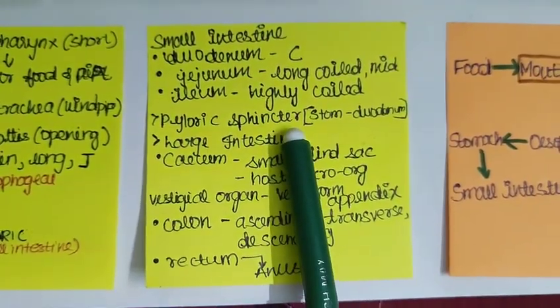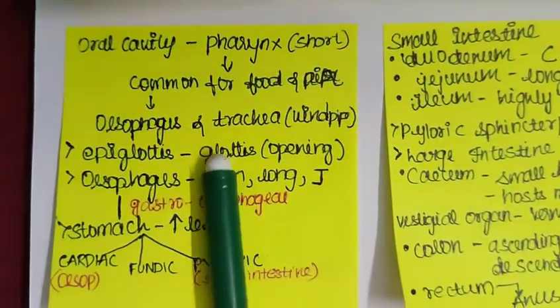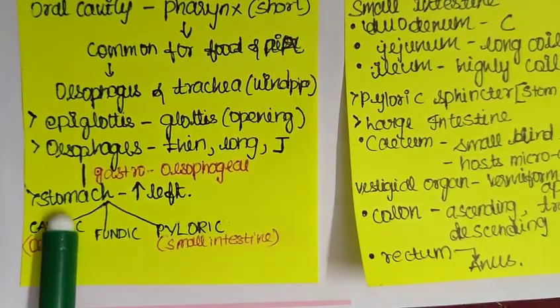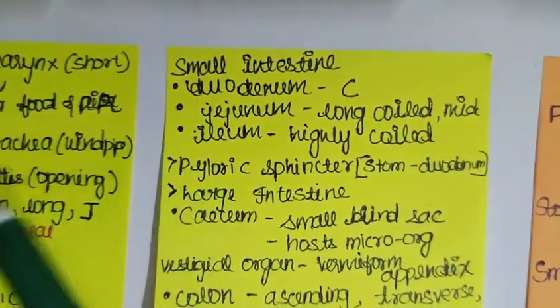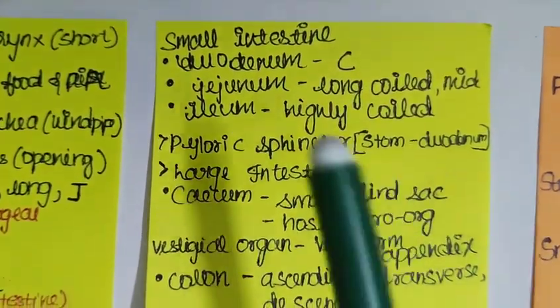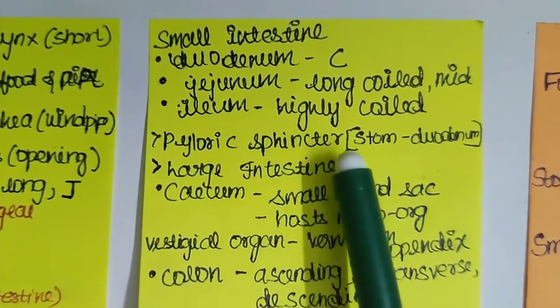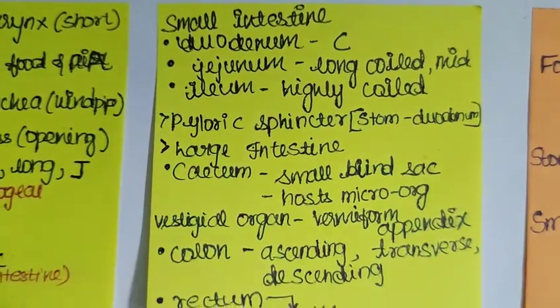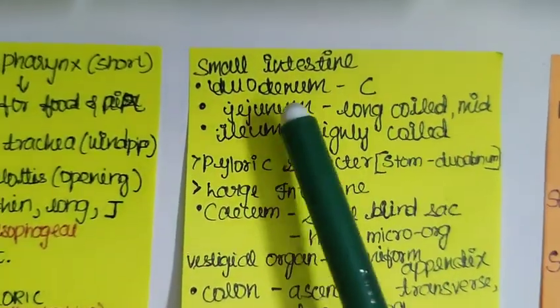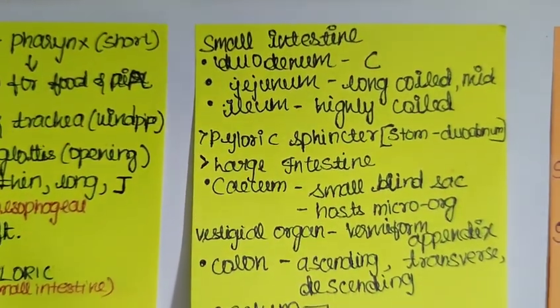This pyloric sphincter, okay, here if you see from esophagus to stomach, we saw the gastroesophageal sphincter is guarding the opening. In the same way for stomach and small intestine, we have another sphincter called pyloric sphincter that is guarding the opening of the stomach to the duodenum. This pyloric region will be opening into the duodenum of the small intestine.